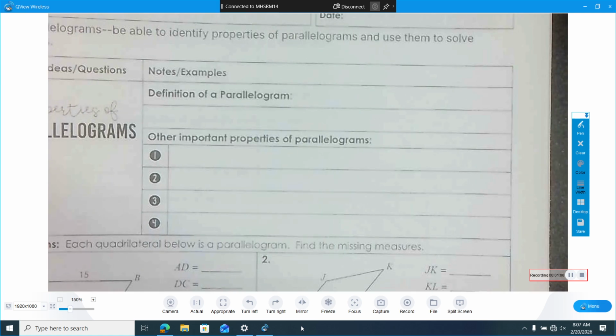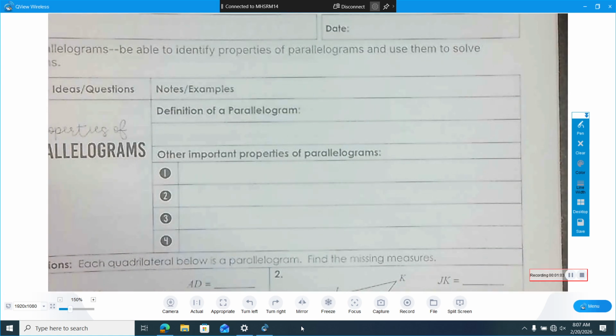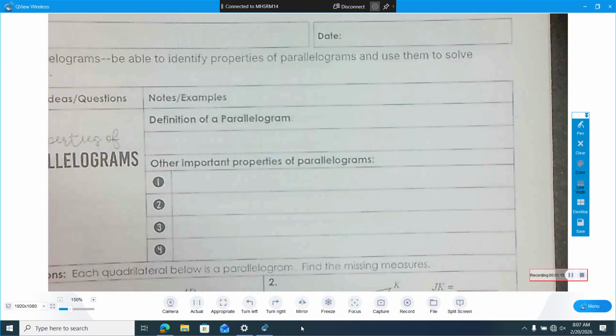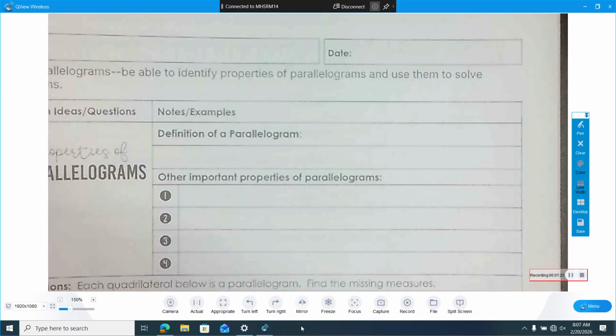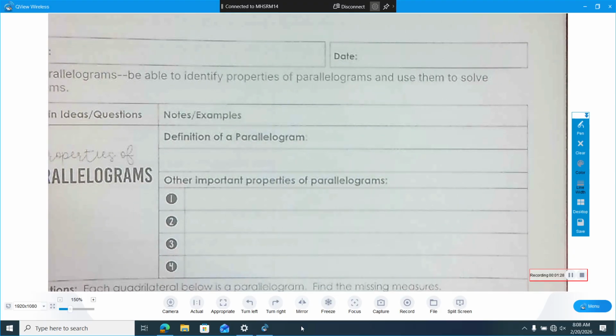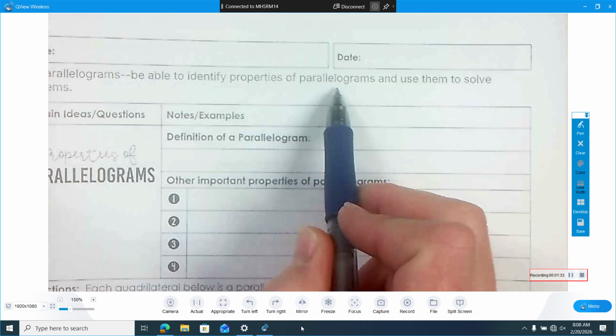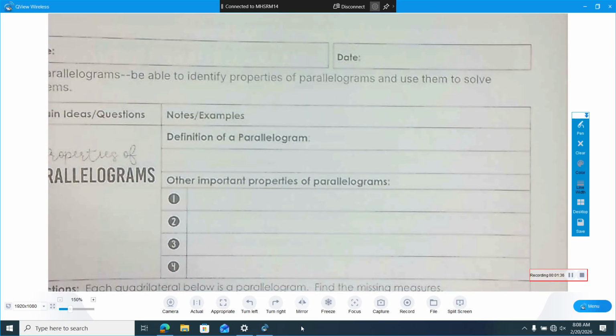We are talking about parallelograms today. We were talking about quadrilaterals, or not quadrilaterals, polygons. So we spent the last couple of days doing a lot of stuff on polygons. And now we're getting into very specific quadrilaterals. Quadrilateral is any four-sided figure, but there are some that have some very special features. So parallelograms are what we're talking about today. And a parallelogram, we want to be able to identify the properties of parallelograms and use them to solve problems.